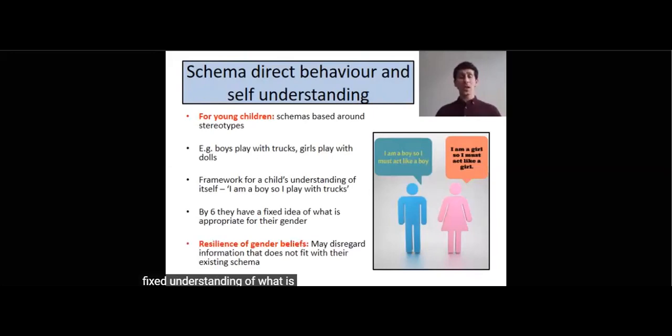And a key thing about this theory is that gender schemas are very, very resilient. And by that I mean children will disregard any information that does not fit in with their schema. So if they were shown an image of a female doctor, they might ignore that and they might say to the researcher, that picture was of a man. Because that's what they expect men to be doing. They expect men to be the doctors. So the resilience of gender schemas is really important for what children remember.